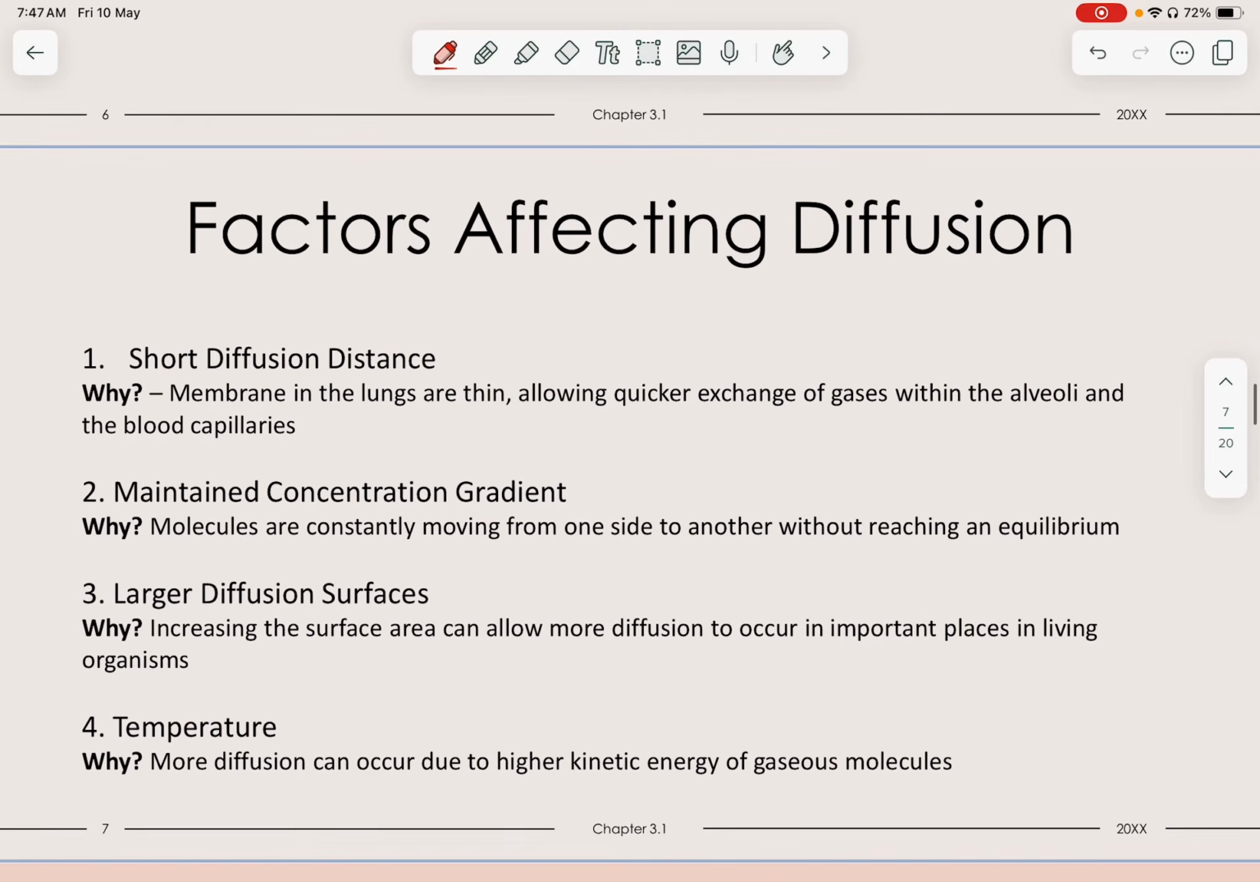So what are the factors that affect diffusion? The first thing, if you want to have a high diffusion, is you need to have a short diffusion distance. Why is that? For example, in our lungs, all of the membranes lining the alveolus, which are the ball sacs that there are a lot of so that there is more efficient gas exchange, are thin. This allows the transport of carbon dioxide and the exchange with oxygen to be faster and more efficient with the blood capillaries. And the second thing is to maintain the concentration gradient.